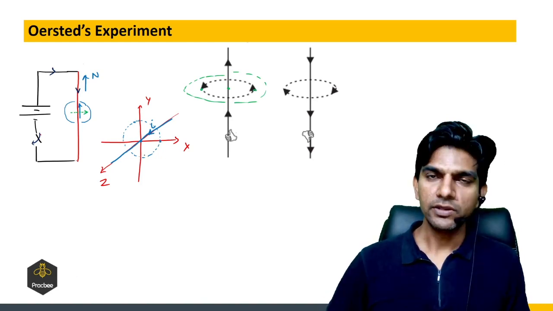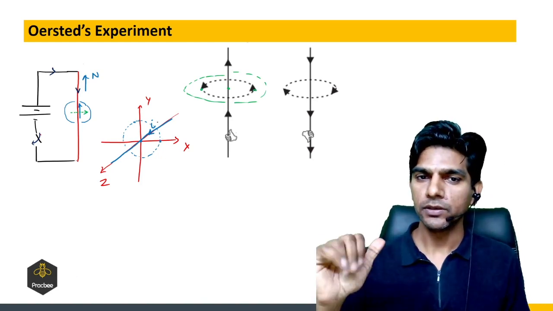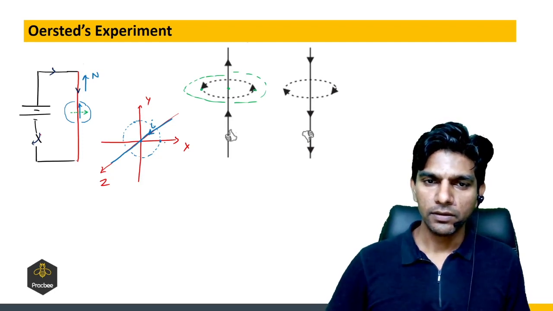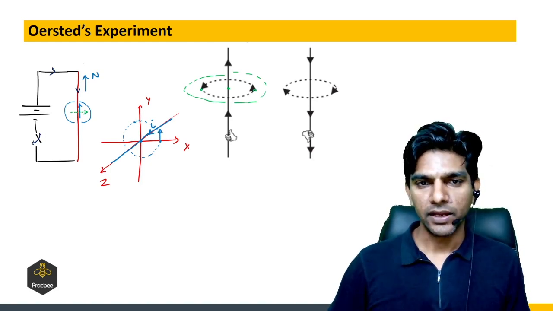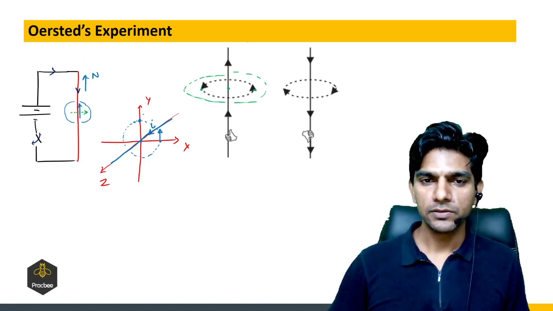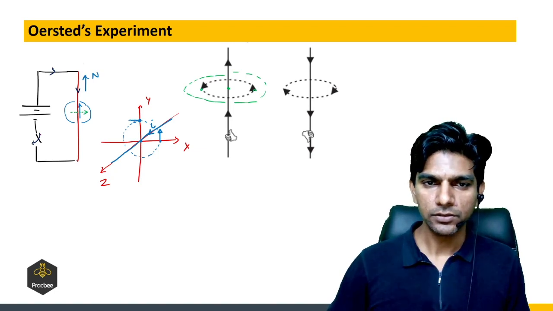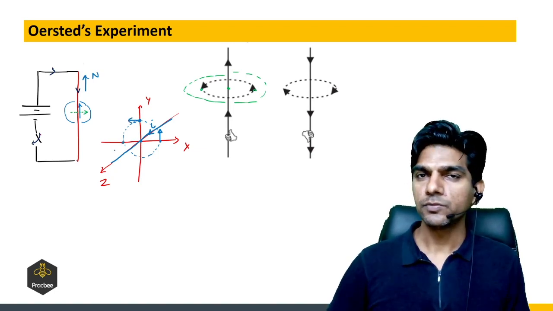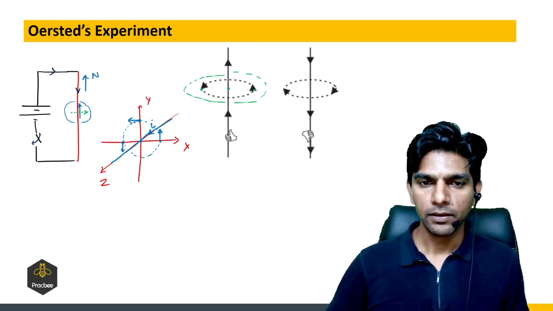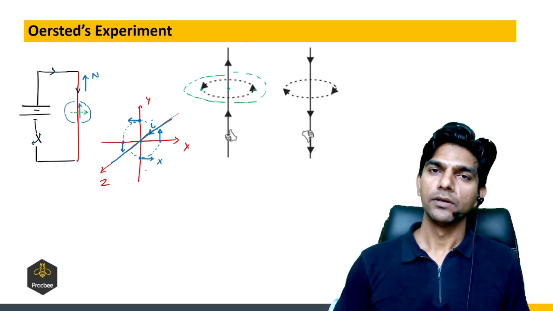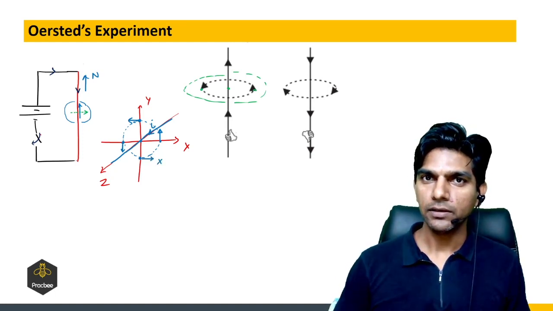So at this point on the x-axis, if I curl my finger, the field at this point on the x-axis will be in the positive y direction, and the field at this point on the y-axis will be in the negative x direction, and the field at this point on the negative x-axis will be in the negative y direction, and the field at this point on the negative y-axis will be in the positive x direction. So like this we can find the field by a current carrying wire.